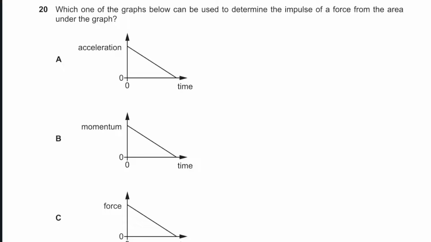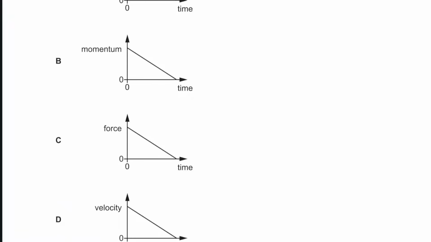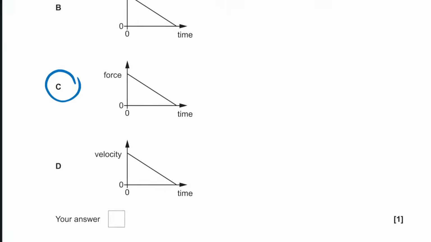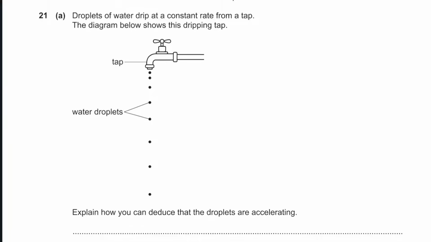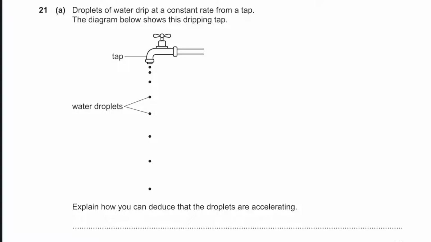Okay, A. 20. Which of the graphs can be used to determine the impulse of a force from the area under the graph? We know this. It's an FT graph. That's the easiest thing of all time. We know it's going to be C. Easy peasy. Okay, let's go on to the meteor questions then, shall we?